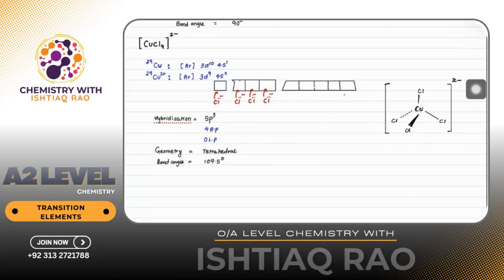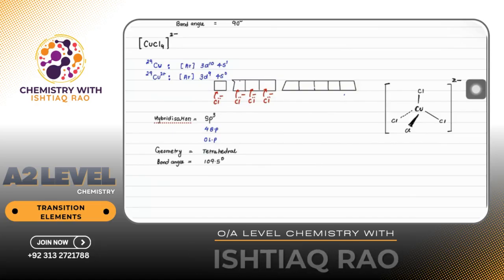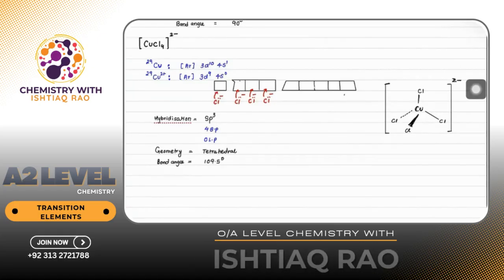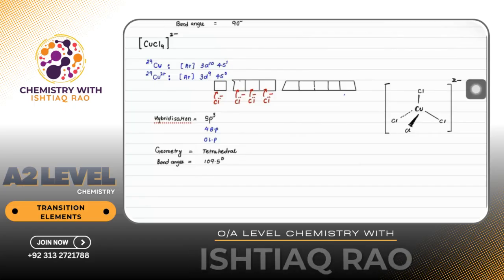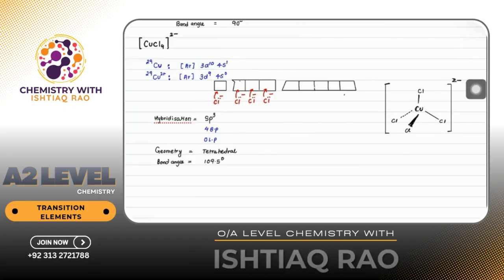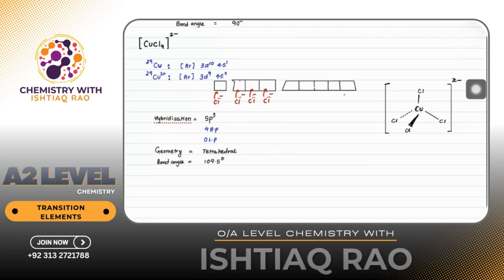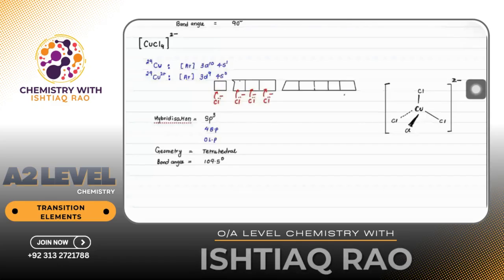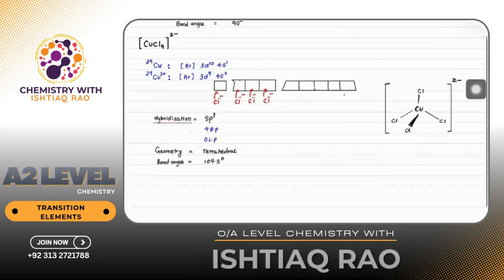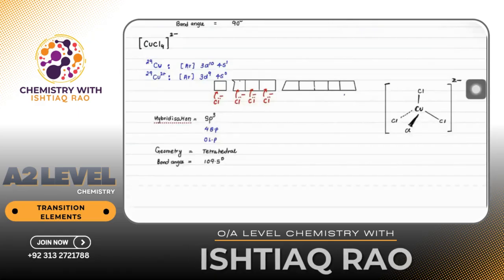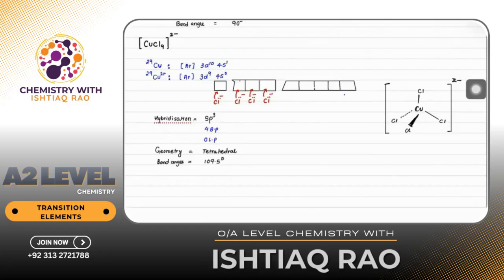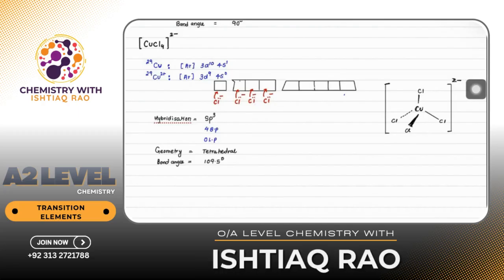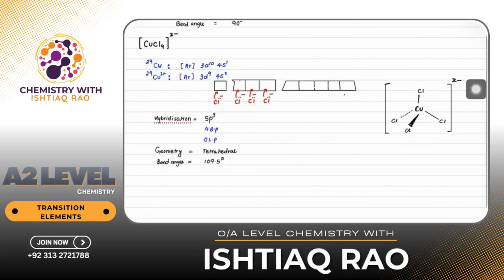So what's the hint for this? Whenever you get any question, any compound, what you have to do first is find out the electronic configuration of that particular metal, and then you can see how many ligands you have. Then you can see the hybridization. Then you can see the total number of bond pairs and lone pairs. Then you can find out the geometry of that particular complex compound.